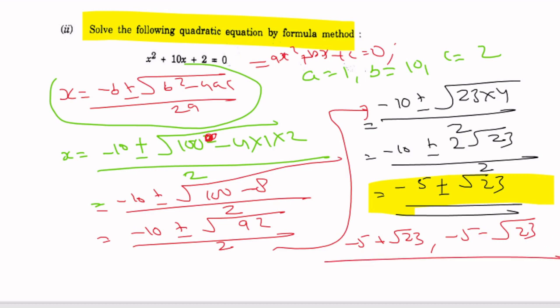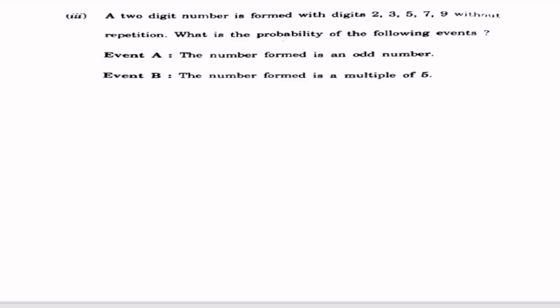Let's move to the next question. The next question says a 2-digit number is formed with digits 2, 3, 5, 7, 9 without repetition. What does it mean? The same number will not come together, so it cannot be 22 because we do not want a repetition. So a two-digit number is formed without repetition.